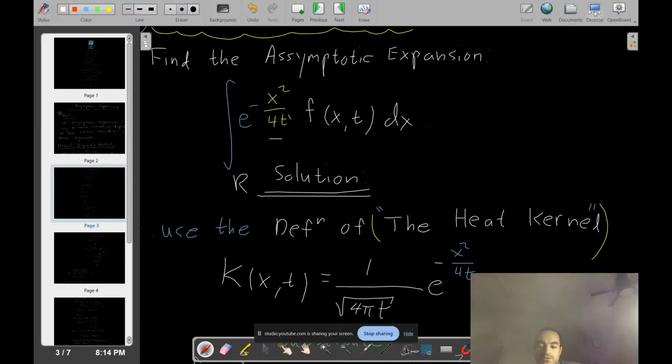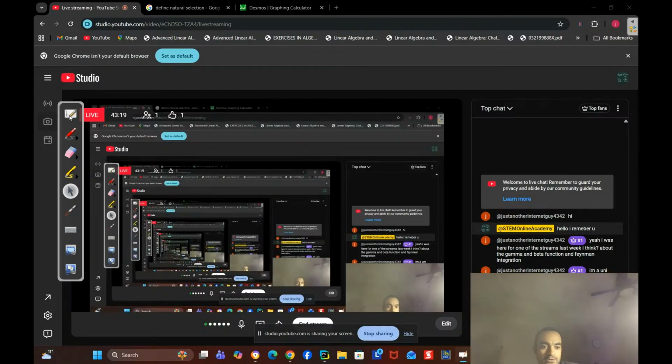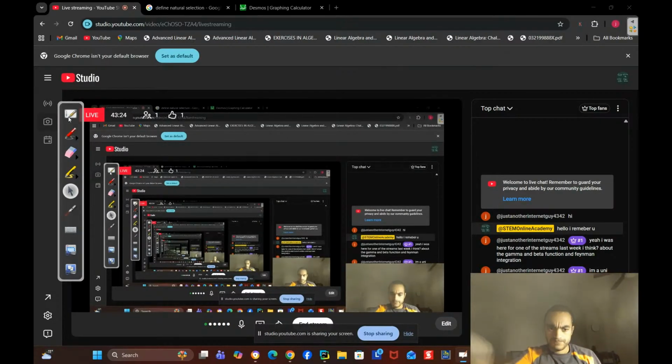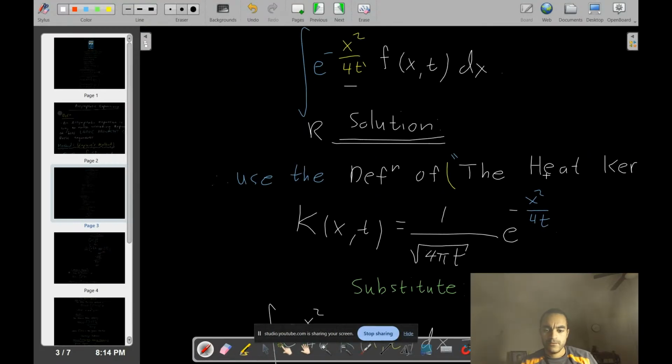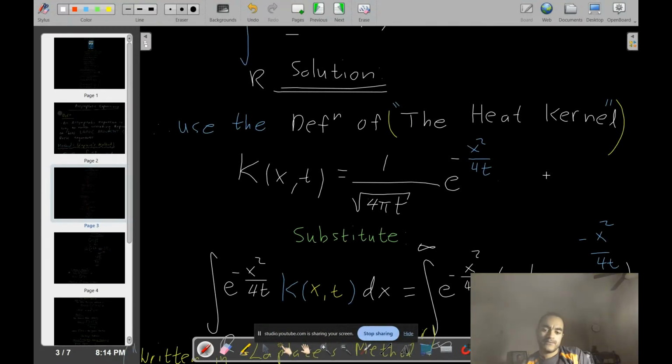Has anyone ever seen or heard of what a heat kernel is? Anyone at all? Please let me know. It's okay. So the heat kernel, it's actually from PDEs, when you do partial differential equations. There's something called the heat equation, and it has to do with heat distribution and stuff like that, and also convection and all that stuff.